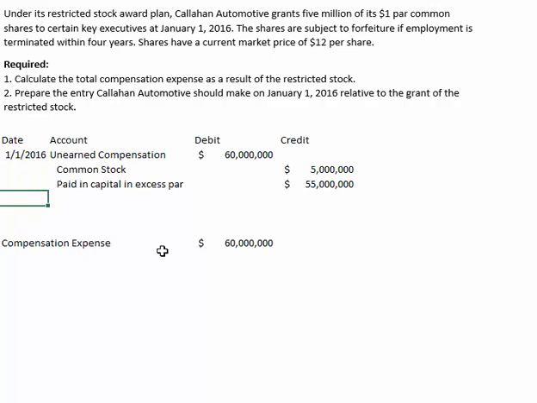So that's how you would figure out, one, how much is the total compensation for these restricted shares, and then two, how do you initially account for that transaction, assuming you are the issuing organization.